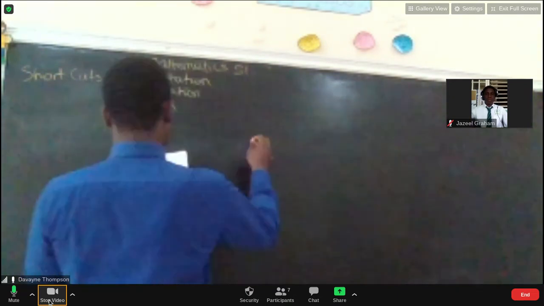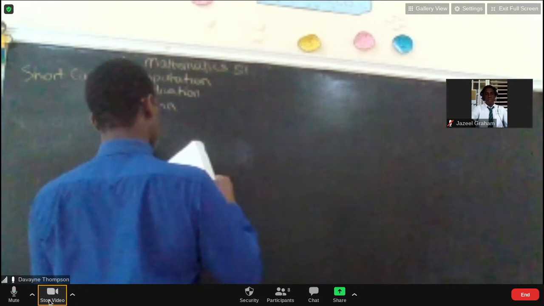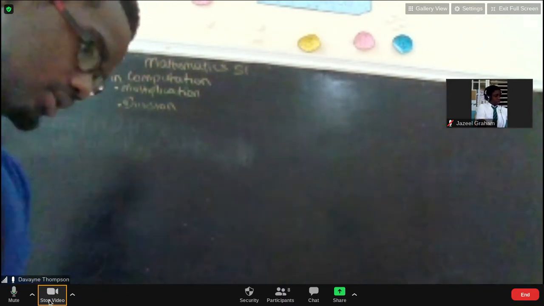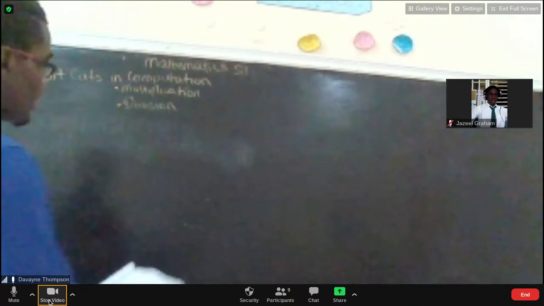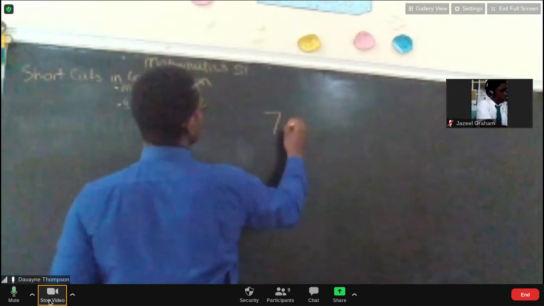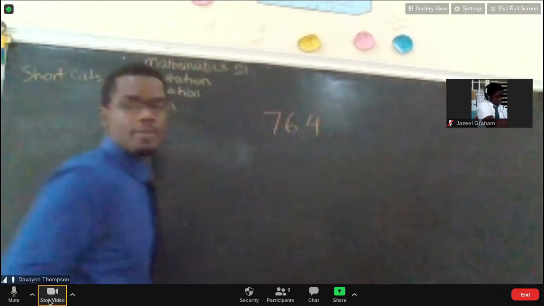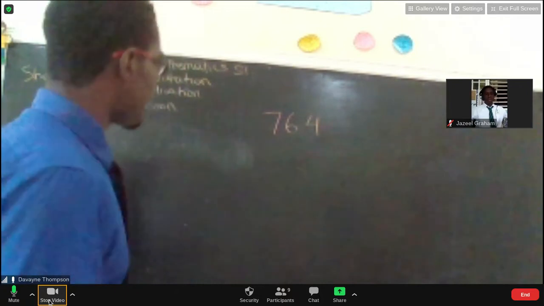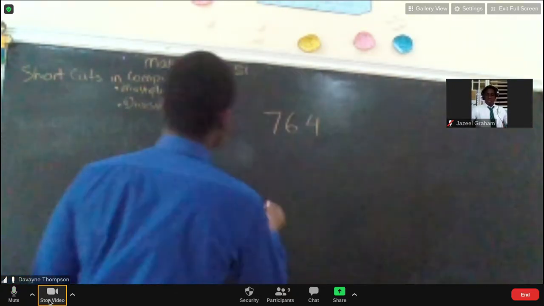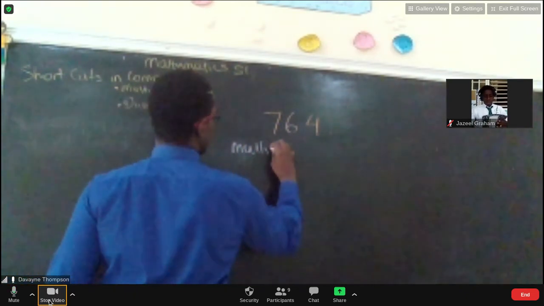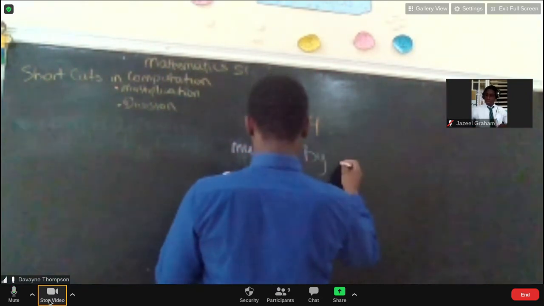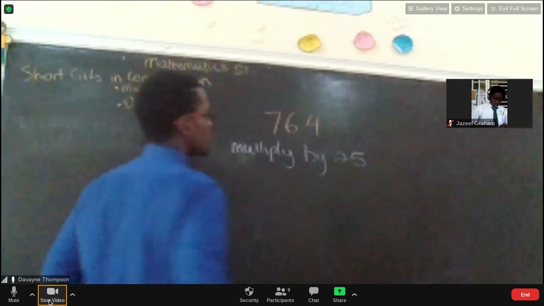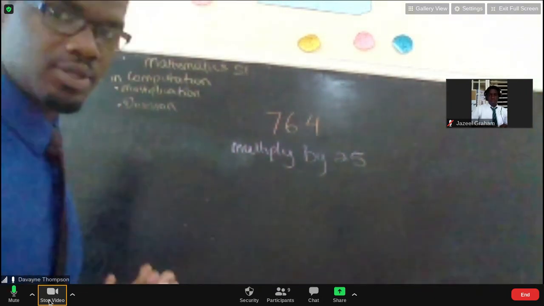Let's say I have this question. This is on page 75 of book 1. Let's say I have a number 764. And what if you are given an exam question that says multiply by 25, and you don't have a calculator? How could you quickly solve this question? There's a shortcut that we're going to look at.